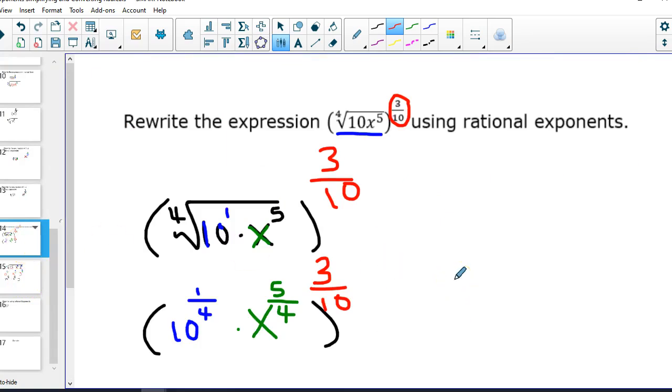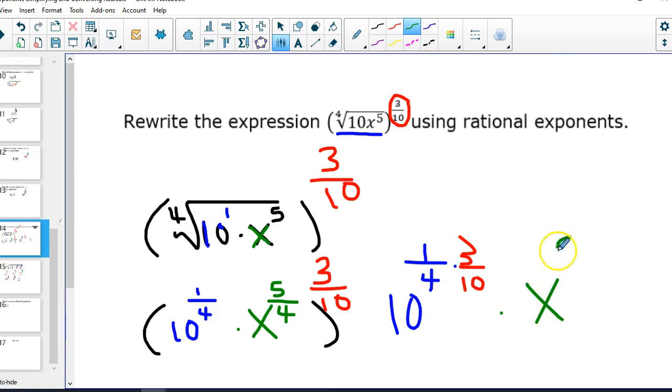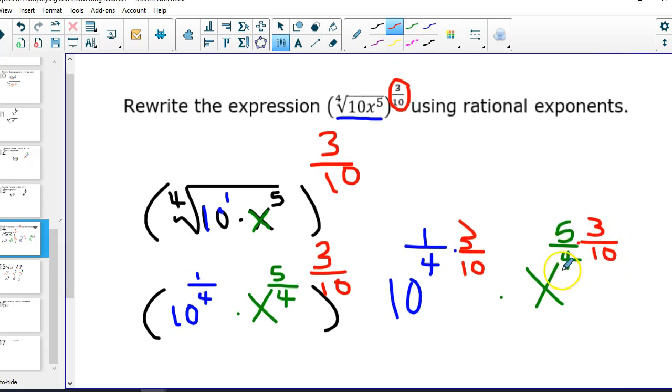So I have a power to a power. What I'm going to do is multiply this power to each of these. So we have our 10 to the 1 over 4 times 3 over 10, times our x to the 5 over 4 times 3 over 10. So we have our fractions that are multiplying here.